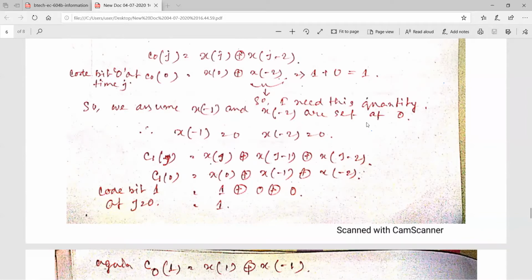So this is the initiation process. For the initiation process, we have just taken x of -1 and x of -2 as 0. Okay, so that is the significance of this assumption.